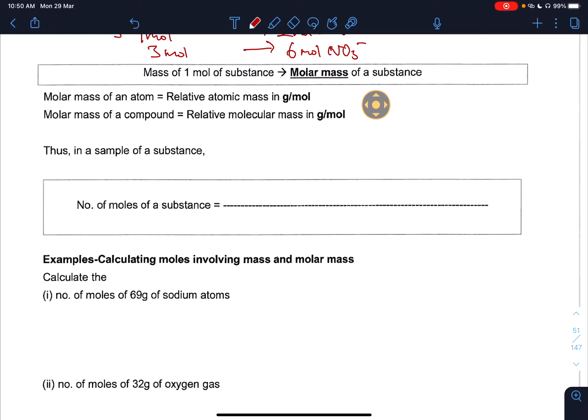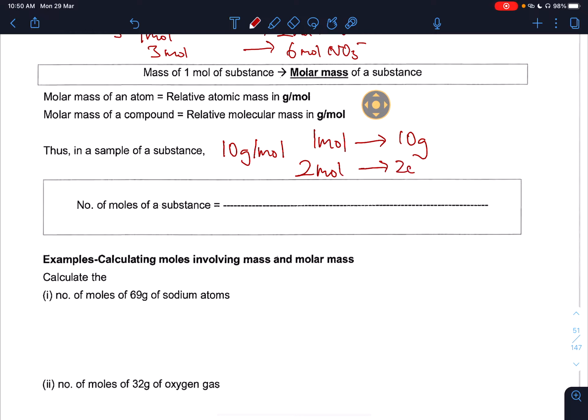So if my molar mass is 10 grams per mole, that means if I have 1 mole of that substance, I have 10 grams of it. So it's basically just a ratio. 10 grams per mole. If I have 2 moles, therefore it's 20 grams. That's how molar mass works.